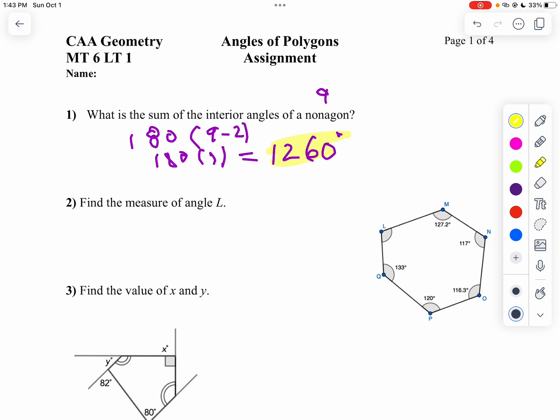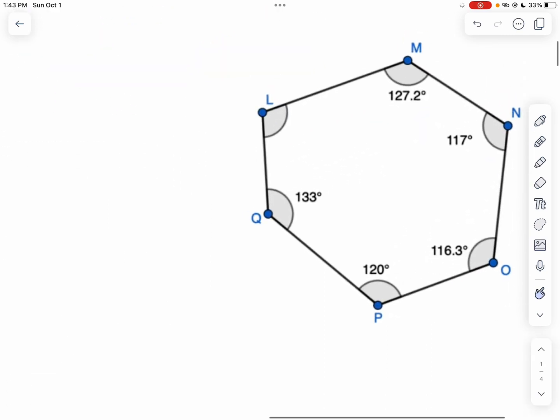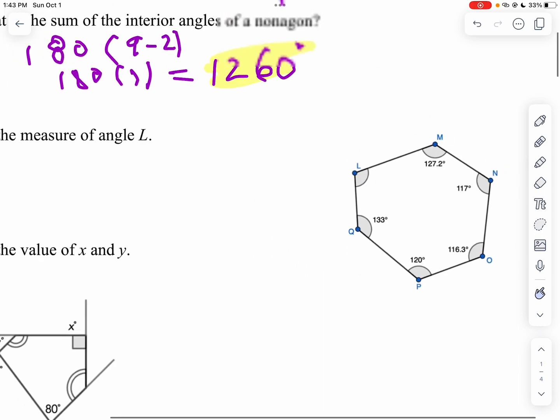Okay, on the next one, let's add up all these angles first. I think that'll be easier to find the missing angle. So if we take 127.2 plus 117 plus 116.3 plus 120 plus 133, we get 613.5. So we're going to start there.